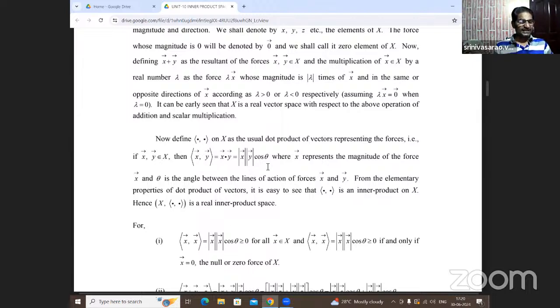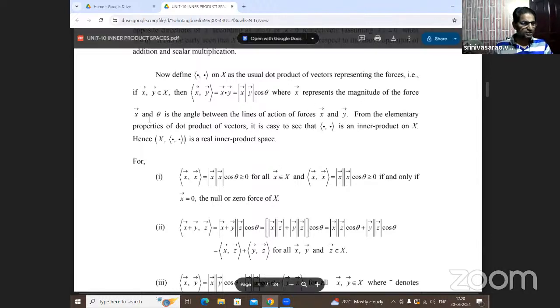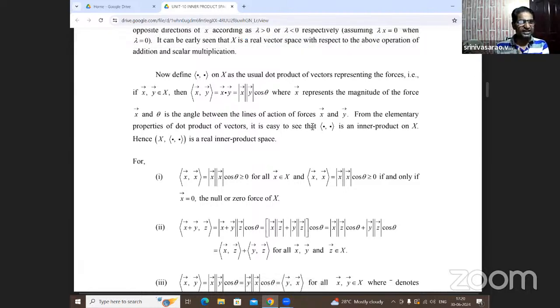This is also X and Y, also represented as |X||Y| cos theta. Now when the inner product is applicable, the inner product of X and Y equals mod X and mod Y of cos theta. Here X represents the magnitude of the force X bar and theta is the angle between the lines of action of forces X bar and Y bar.